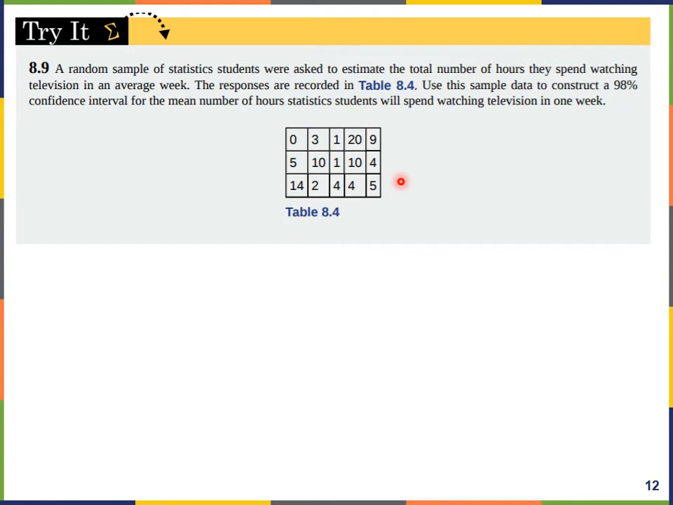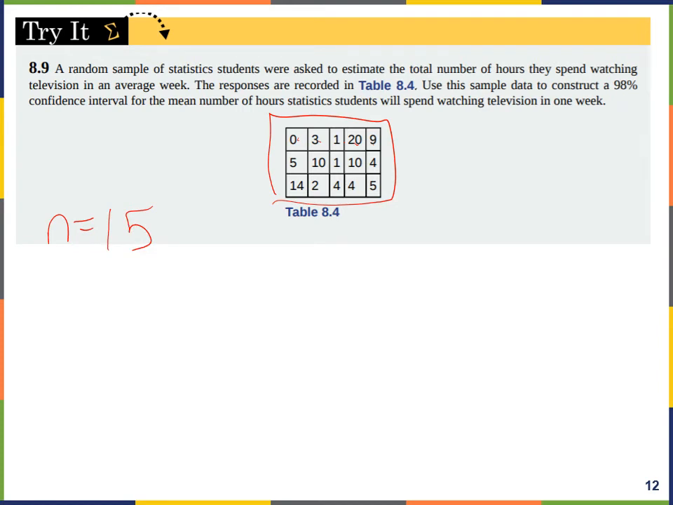So for the whole population, all right, we looked at one class and asked them how many hours they spend. And so we're going to look at it now for a whole population and estimate it. So a couple of key things here. One, we need to figure out what the sample size is, n. So how many values do we have here in the table? So 1, 2, 3, 4, 5 by 3, so we got 15. Okay, so we have 15 values here.